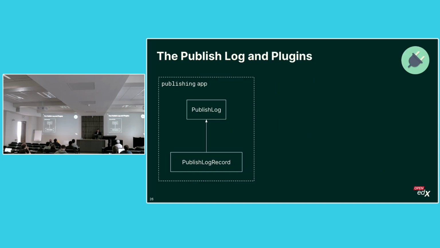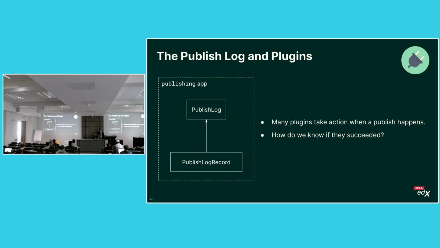So what are some plugin implications for this? So a lot of plugins take some sort of action when a publish happens. A lot of things take actions when publish happens. But how do we know what happened to them? Sometimes celery tasks just die. Things are incomplete, and we don't actually know whether the updated data in your particular application was from yesterday's publish or from today's.